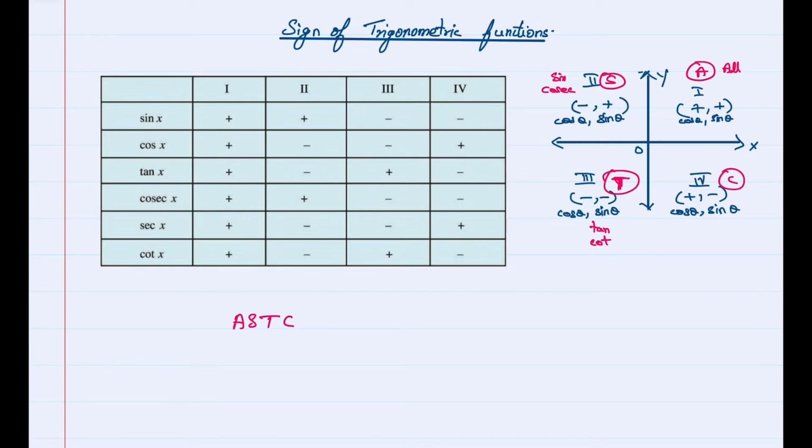And in the fourth quadrant, C stands for cos and its reciprocal secant. See the fourth quadrant, only cos x and secant x are positive, other trigonometric ratios are negative.